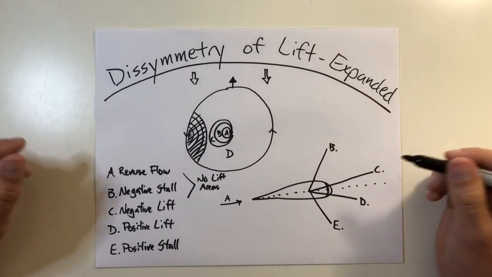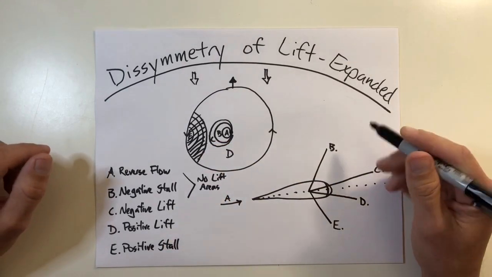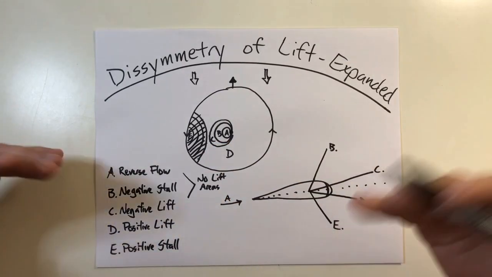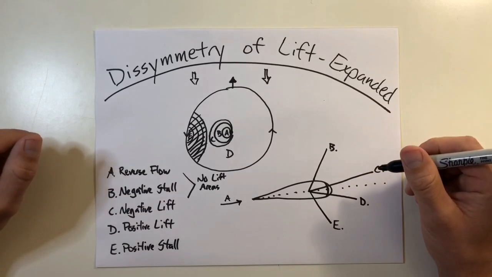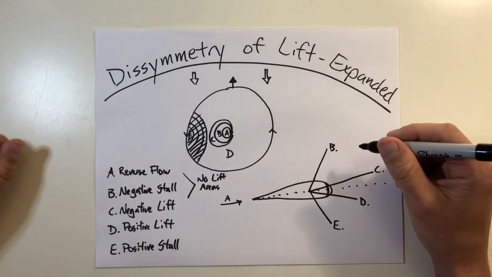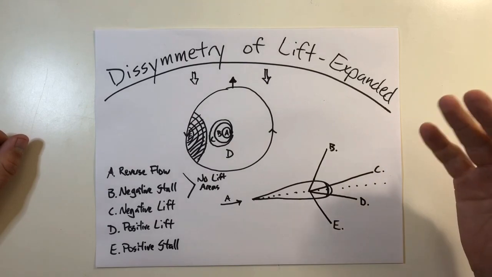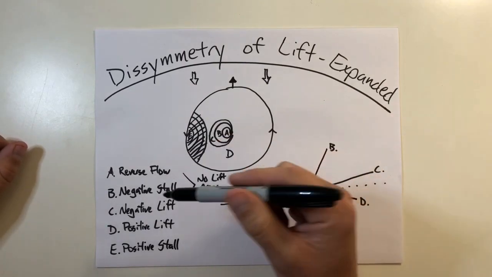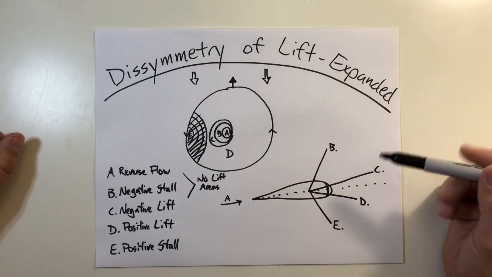But I wanted to use this video as a segue. My next one's going to get more into retreating blade stall, what it is, how to get into it, how to avoid it, and what to look for. But this wraps up the expanded version of dissymmetry of lift. Simply put, there are 5 different regions of the rotor disc that all experience different aerodynamic qualities. They are reverse flow, negative stall, negative lift, positive lift, and positive stall.